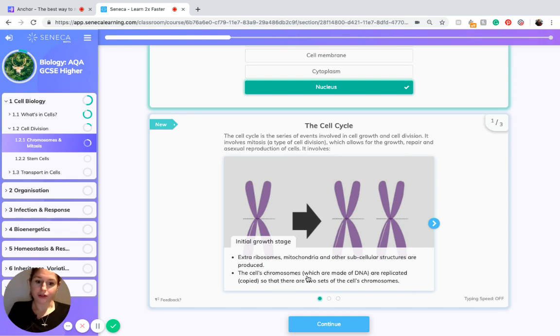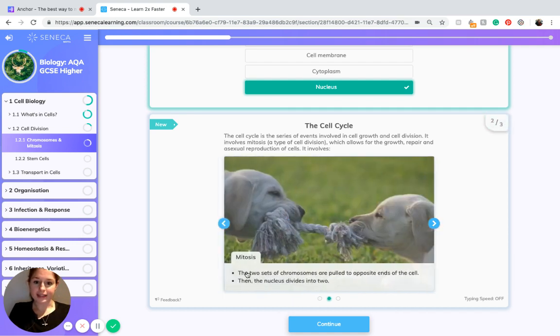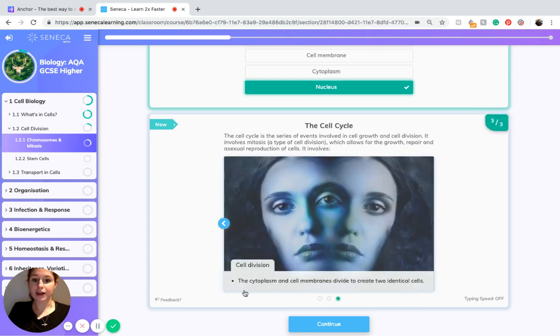The cell's chromosomes, which are made up of DNA, as we've just learned, are replicated or copied so that there are two sets of the cell's chromosomes. The next step is mitosis. The two sets of chromosomes are pulled to opposite ends of the cell, and then the nucleus divides into two. And then the final stage is cell division. The cytoplasm and the cell membranes divide to create two identical cells.